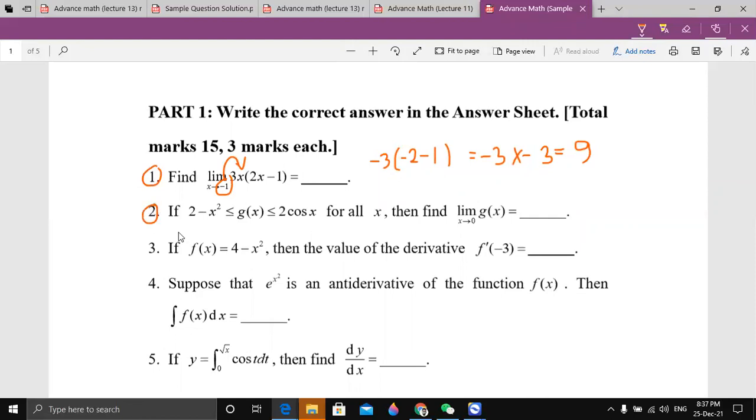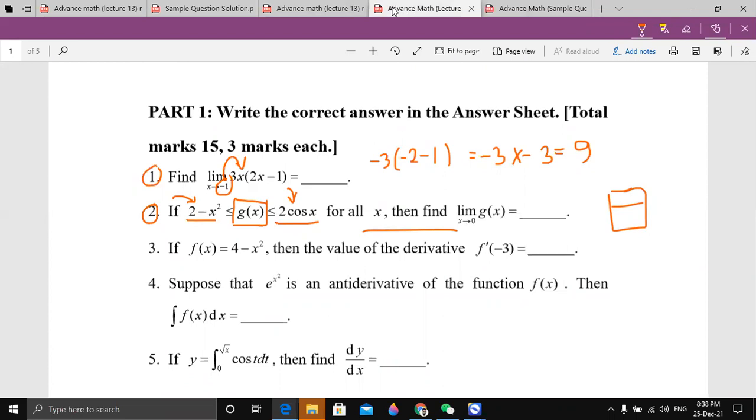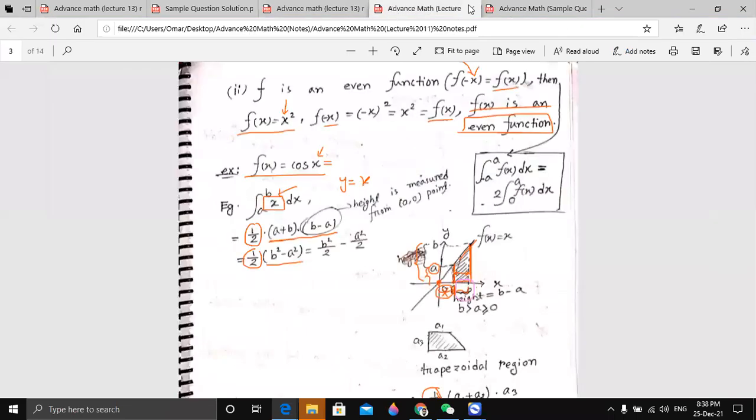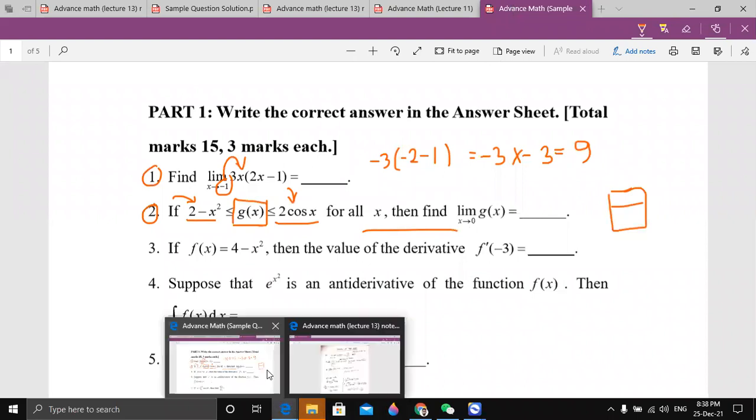So number 2, we have G of x greater than or equal to 2 minus x square, and less than or equal to 2 cos x, for all x. Then find the limit as x tends to 0 of g of x. You see here, we have one function here and another function here. That means it's something like a sandwich, right? So here we have to apply the sandwich theorem. How to apply the sandwich theorem? Let me show you.